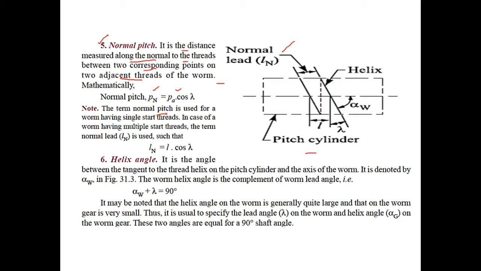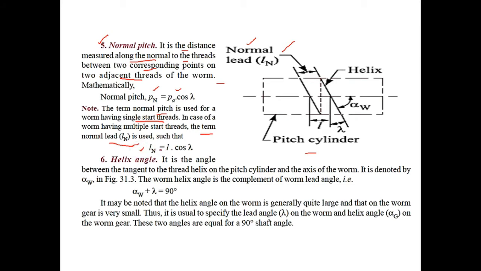In case of a worm having multiple threads, the term normal lead is used. So here he is saying, if there is a single start, the thread is a single start thread, then we say it is a normal pitch. But if it is multi-start, then the term which is used is known as normal lead.